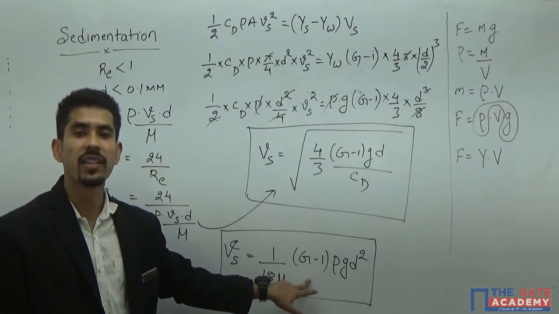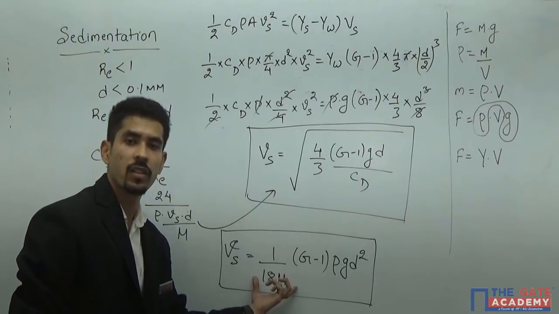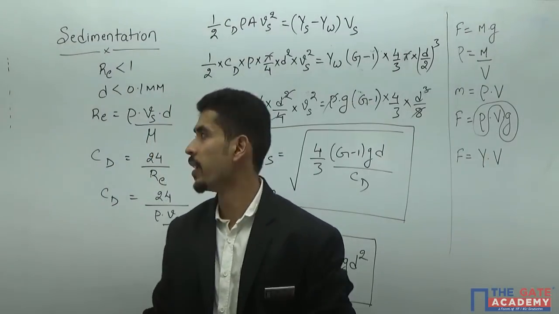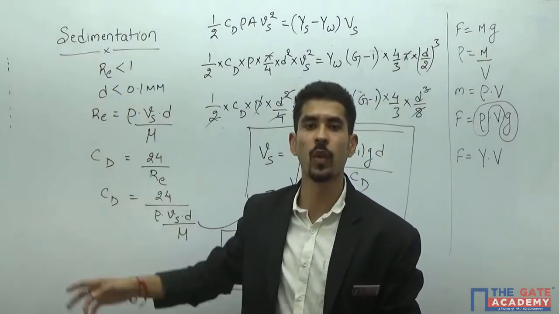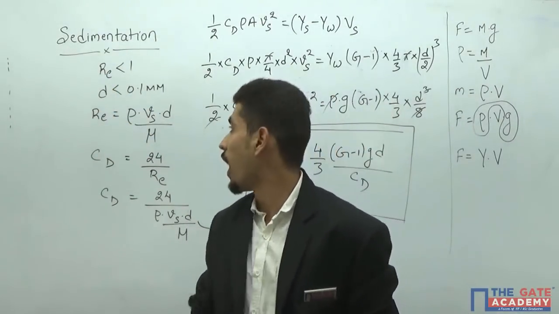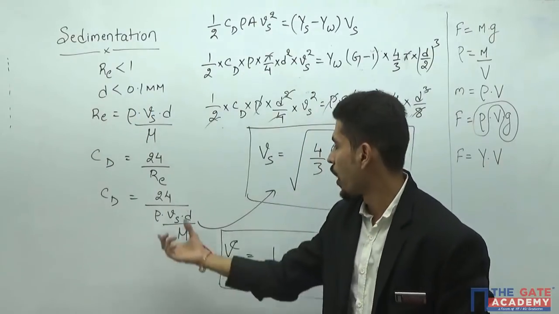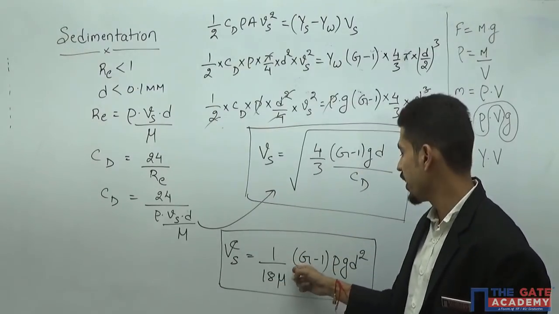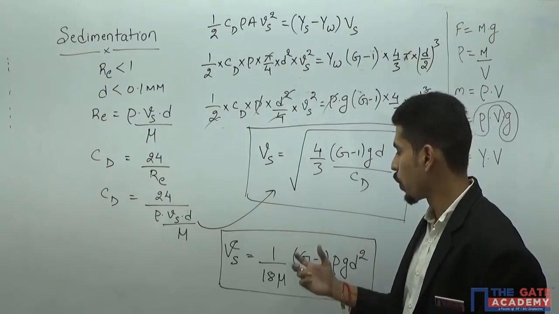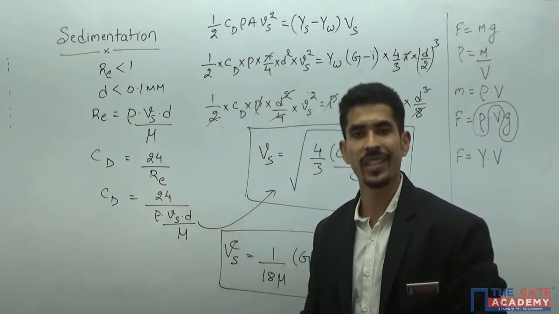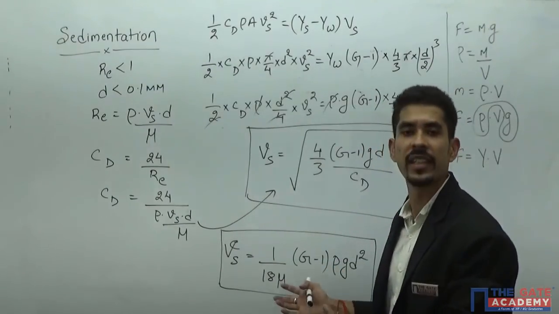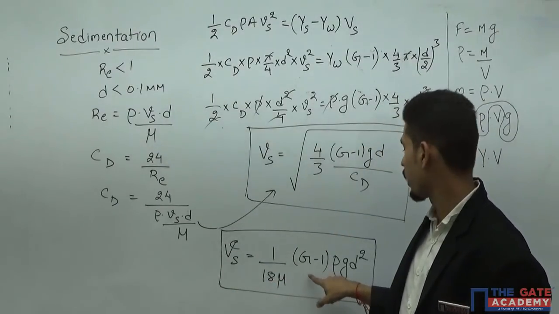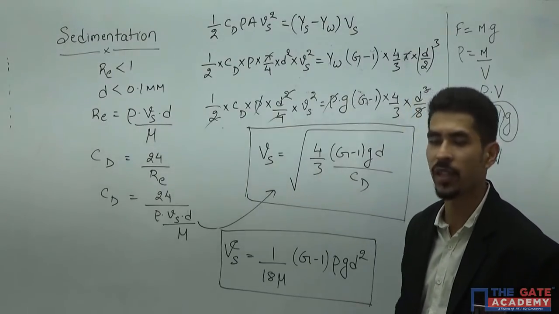In the case of a sedimentation tank, we are going to use Vs as the settling velocity for our particles. We are going to consider that it is a laminar state motion where the Reynolds number is less than 1 and the diameter of the settling particles is less than 0.1 mm, and the velocity with which they are settling is given by 1 upon 18 mu (G minus 1) rho g d square. It is very important from GATE point of view. Questions have been asked on settling velocity and it is a very easy concept. So, we will remember Vs equals 1 upon 18 mu (G minus 1) rho g d square.